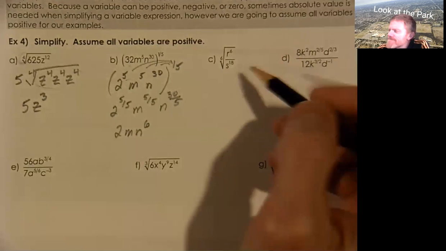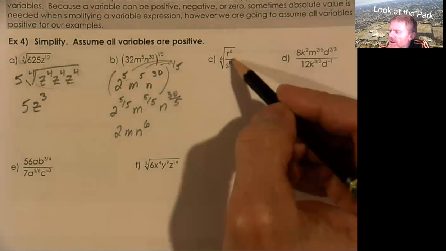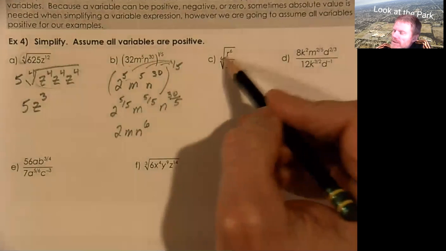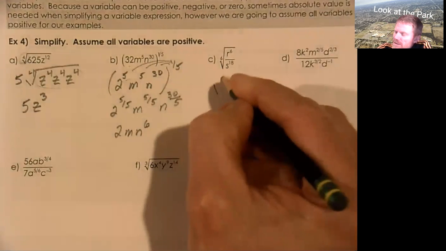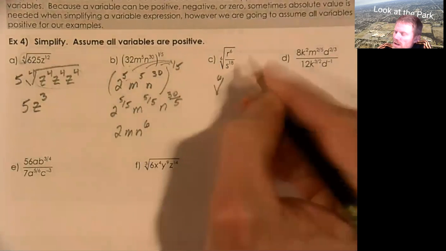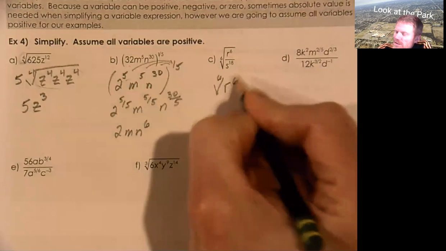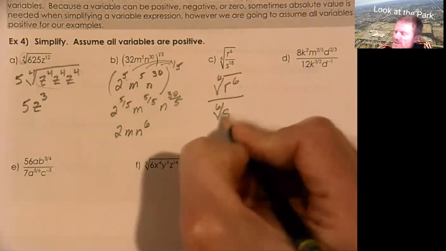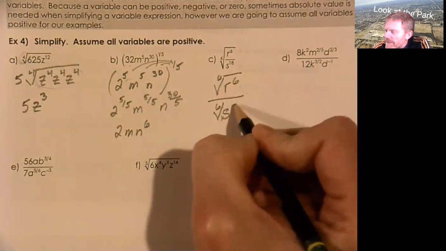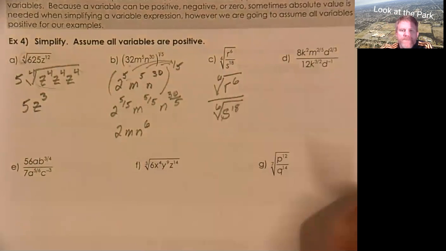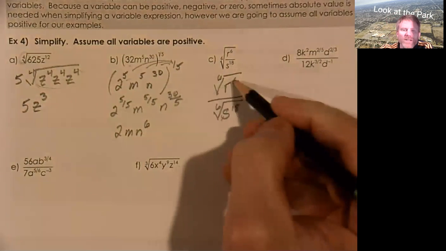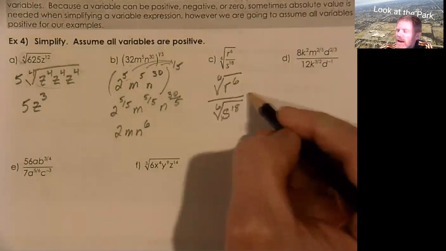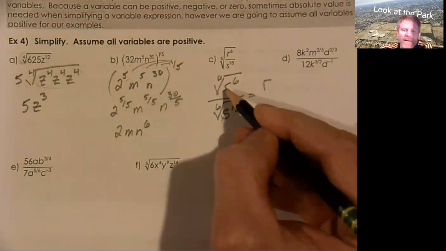Here, a couple different ways we can think about this one. You can think about this as the 6th root of r to the 6 and the 6th root of s to the 18. So you're looking for groups of 6 of a kind. Well, there are 6 of the r's. So I know I have an r to be pulled out of that.